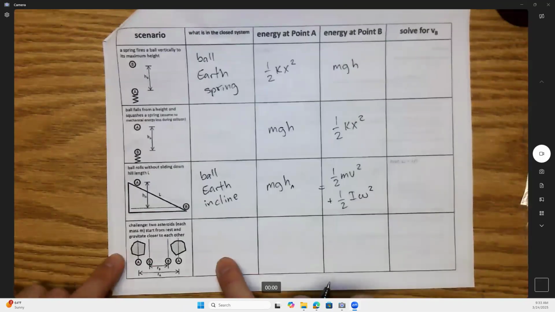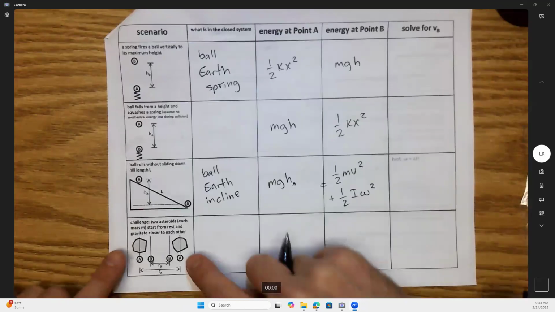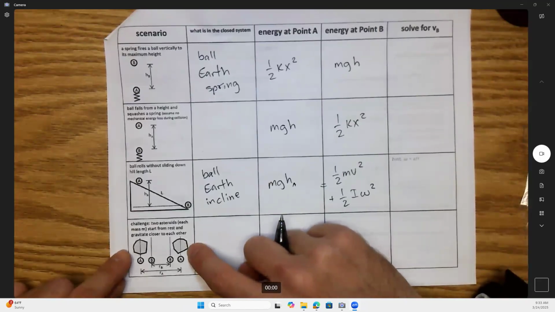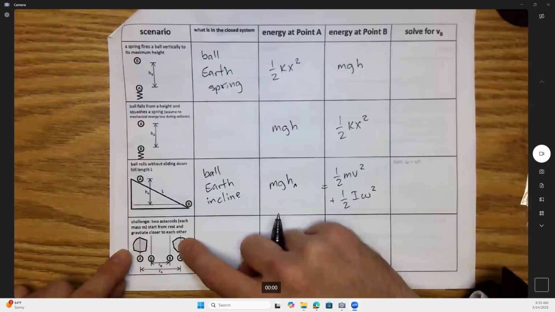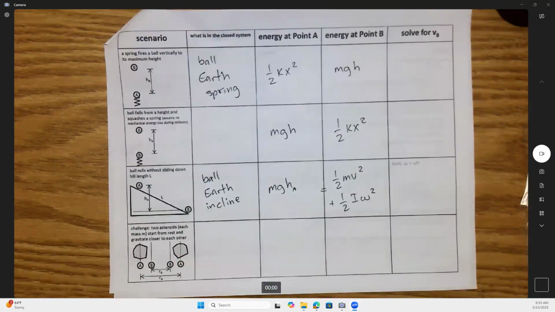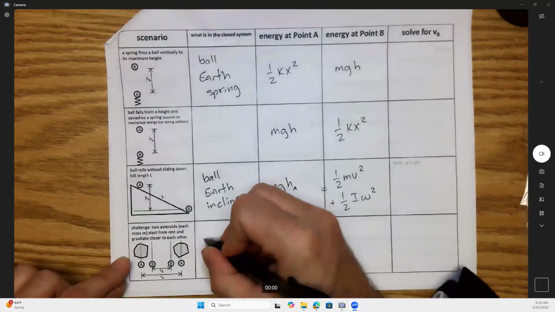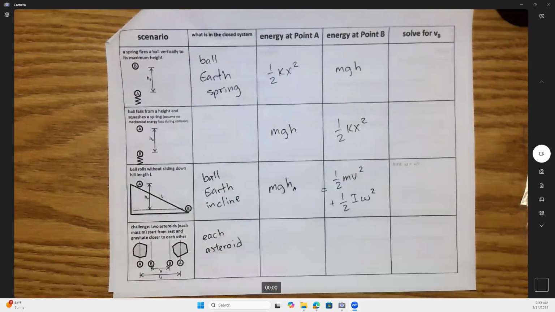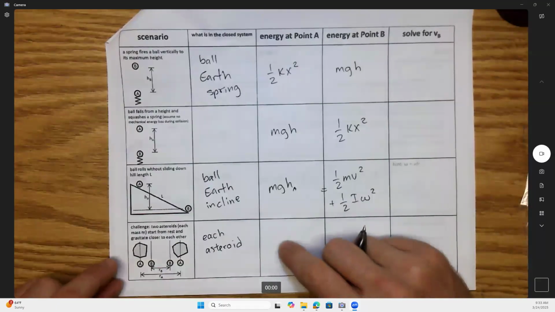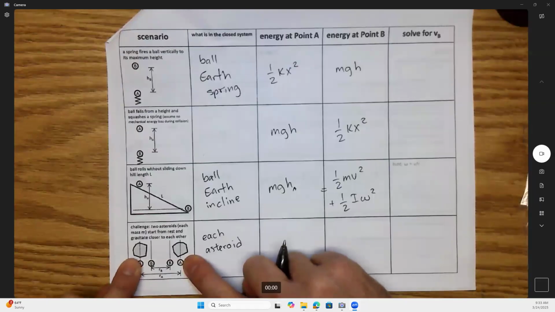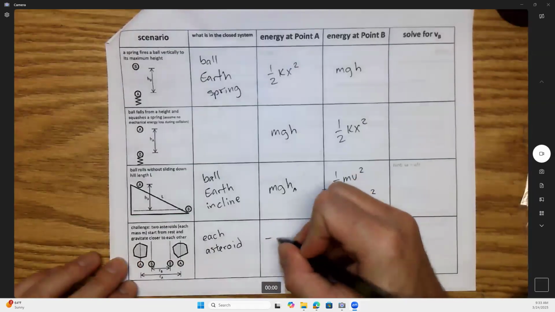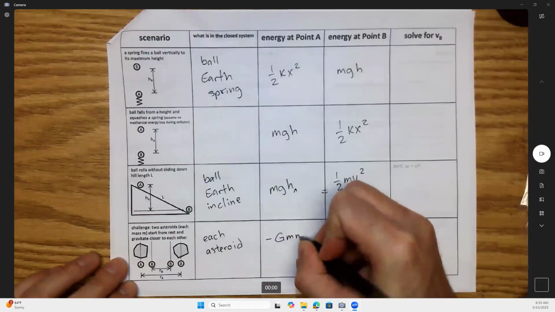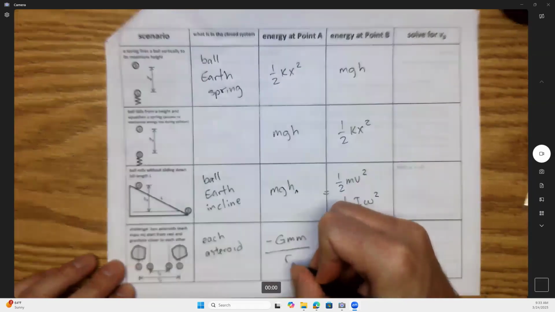And then last one here. Now this one's also a little bit tricky. I got two asteroids that are gravitationally attracting, and they're going to move some distance. But let's consider that the gravity field would also significantly change, so it's not a constant gravity field. So let's say each asteroid, we'll consider that basically a closed system, just the two asteroid system. What type of energy at point A? Negative G M over R at point A.